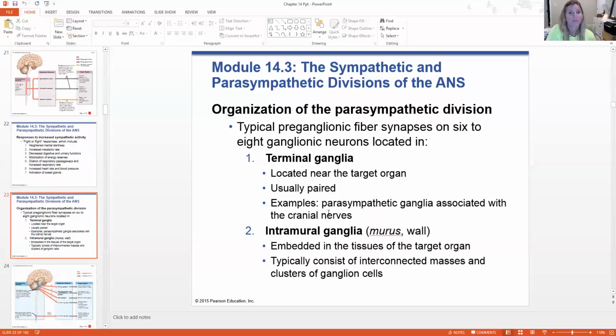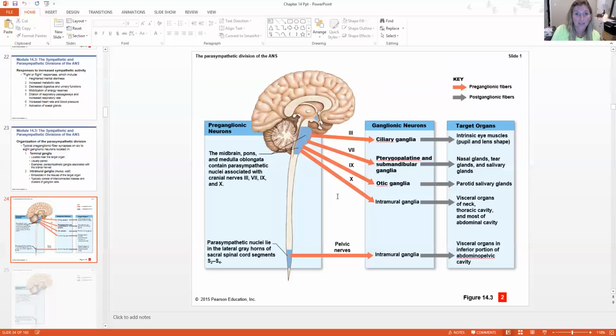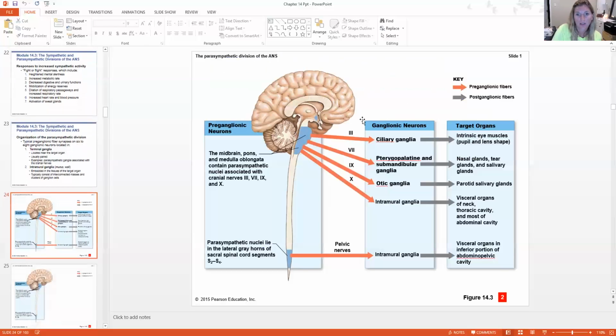The parasympathetic division is very different. The preganglionic fibers synapse on 6 to 8 ganglionic neurons, and these are located in what we call the terminal ganglia or the intramural ganglia. Terminal ganglia are located near a target organ, very, very close to it. They're usually unpaired. These are the ones that are associated with the cranial nerves, or the intramural ganglia, which are embedded in the tissues of the target organ itself. These are interconnected masses of ganglion cells. So again, in parasympathetic, we're talking about cranial nerves 3, 7, 9, and 10, all going to their target organs, or the pelvic nerves, again, going to their target organs through the intramural ganglia.